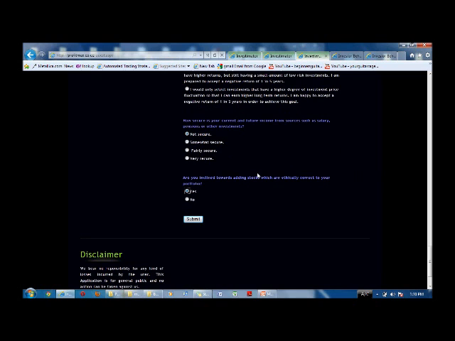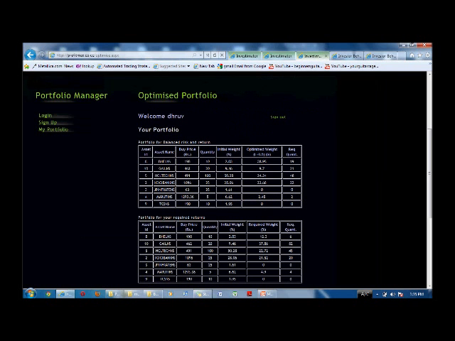The user has answered all the questions and will now click on submit. This will result in the optimizing of the page. You will have to wait for a few seconds. The code is running behind. After a few seconds, this page has come up.